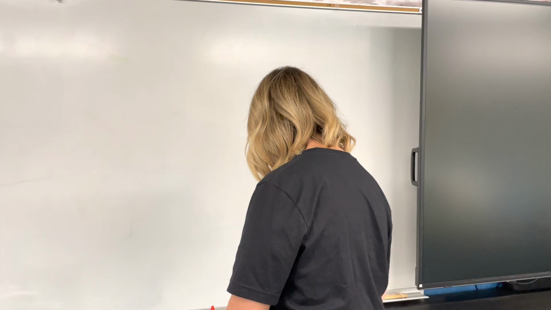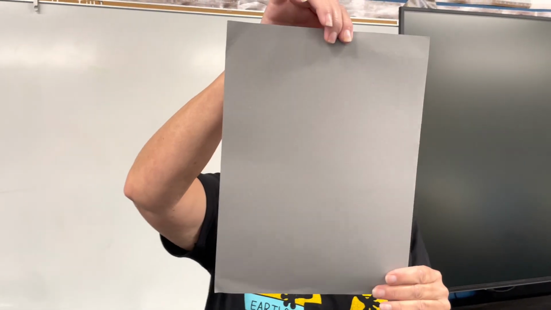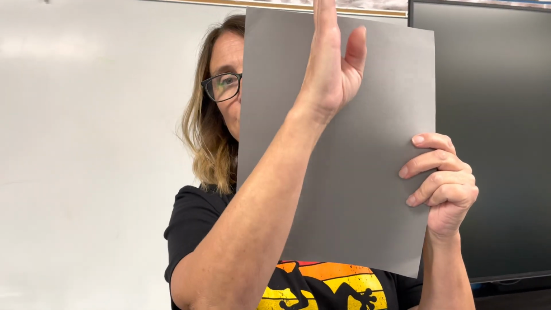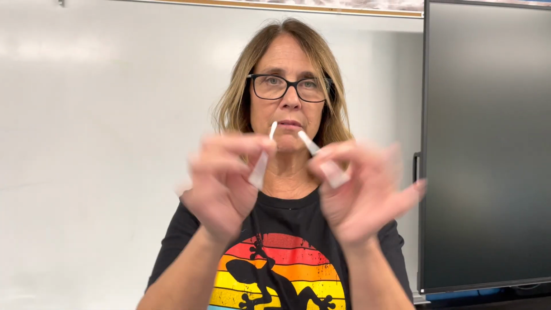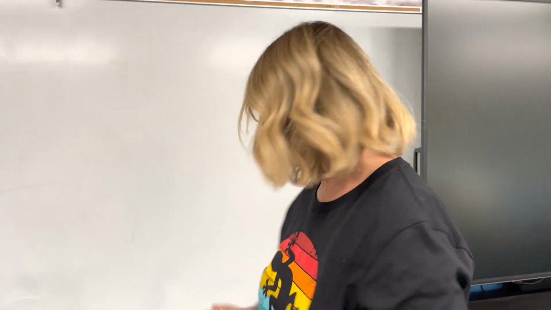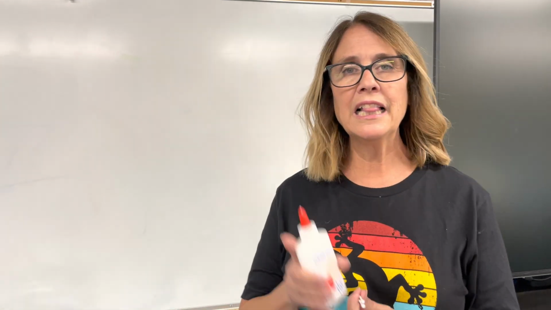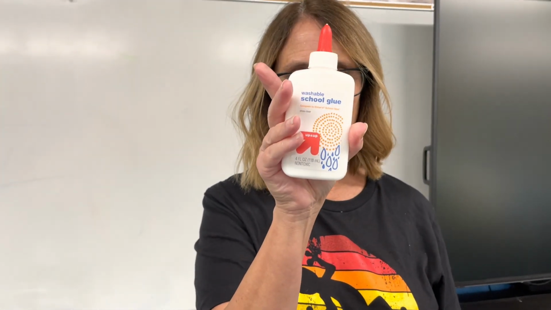You're going to need to use this gray paper, and you're going to do your skeleton. You can go this way or you can go this way. I don't care. This way or this way, the choice is yours. To make your skeleton, you're going to need to use Q-tips, right? Just regular old Q-tips. And you're going to need to use liquid glue, this kind of glue here.